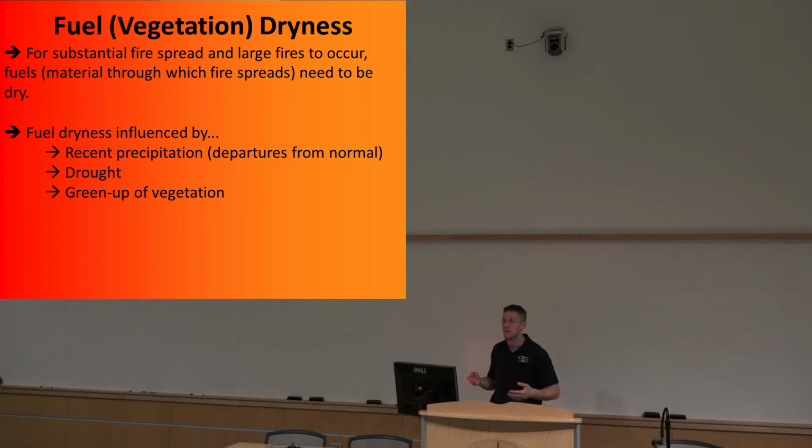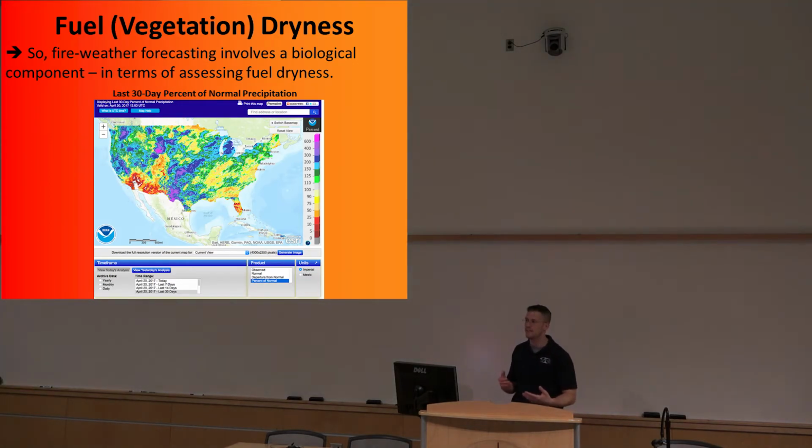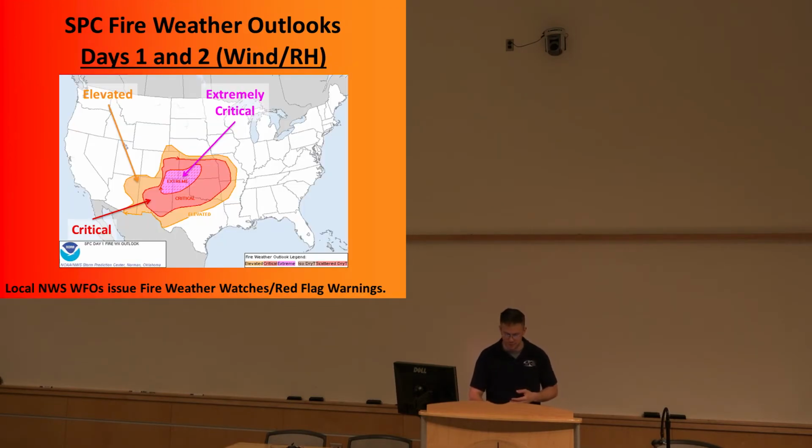The green up of vegetation, there is a natural cycle as it warms up, particularly when we have a lot of antecedent precipitation, for the vegetation to become increasingly green, and that can potentially mitigate the fire weather risk. So really, in many regards, the fire weather forecasting includes a biological component. We're talking about the vegetation's holding of moisture, for instance, and greenness. We need to really consider that when assessing fuel dryness. This is an example of a chart, one of many that we would consider, in terms of looking at the last 30-day percent of normal precipitation to look at departures from normal precipitation that can potentially influence the state of the fuels as well as the fire weather potential.